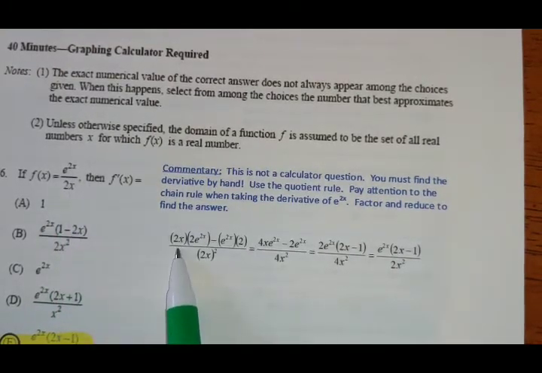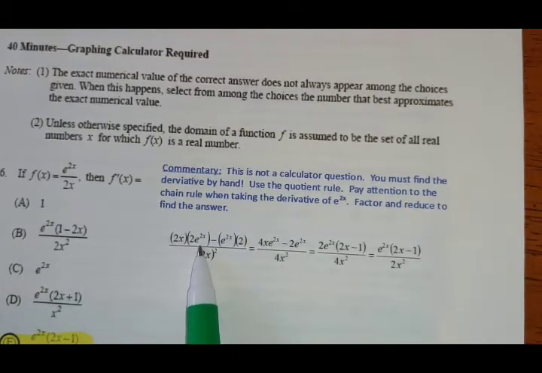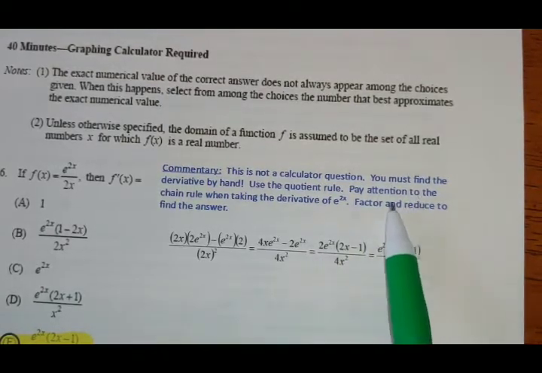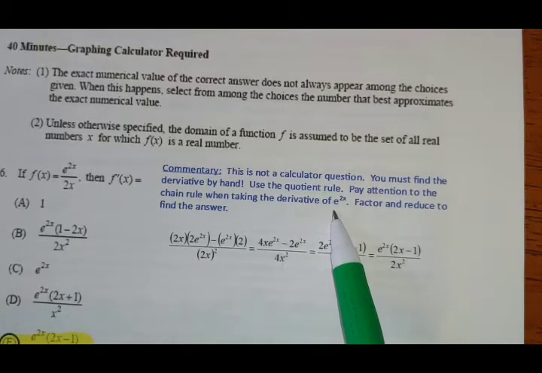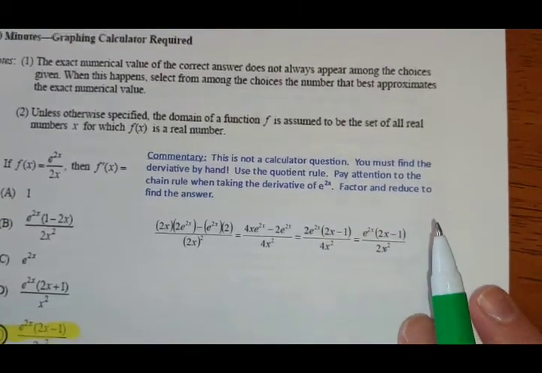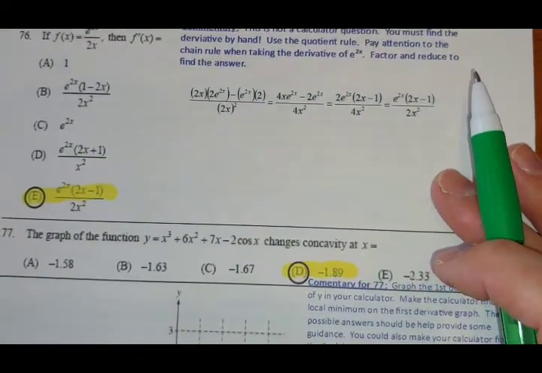Here I'm showing the quotient work: down, d up, minus up, d down, over down, down. Then it's a matter of cleaning and matching my answer to their answer. Right here, I have a common factor of 2e to the 2x in the numerator, so I need to factor out that 2e to the 2x to match my answer with theirs. You have to do the derivative by hand, you have to watch the quotient rule, and you have to be careful of taking the derivative of e to the power. The answer is e.